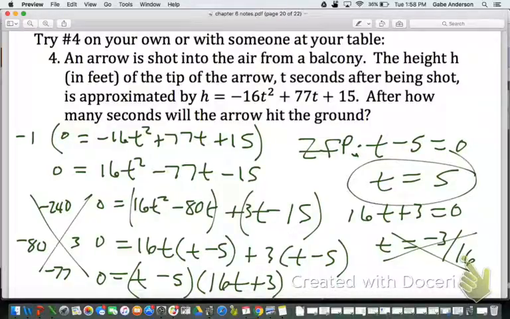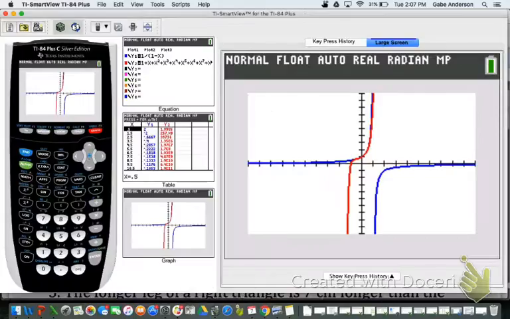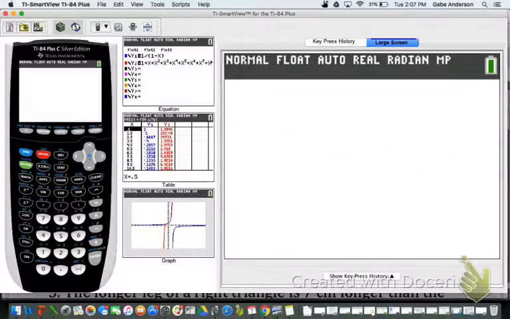Hunter, did you finally plug that back in and get the right answer? I got 6,800 and 6,000. Darn. Let me show you. If we want to plug that in for real, let's see here. Hunter, help me out, buddy. It was negative 16 t squared. So I'm going to go times 5 squared plus 77 times 5, right? Plus 15? Yep.